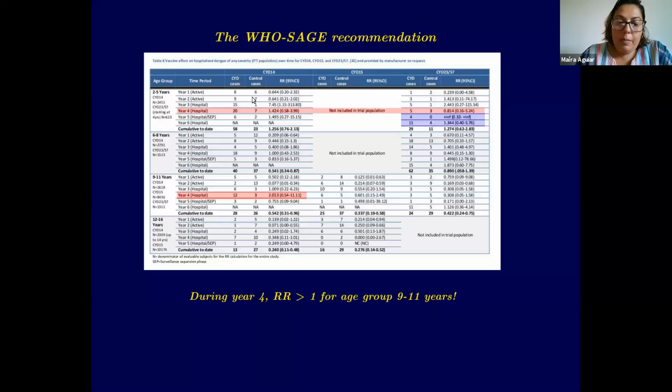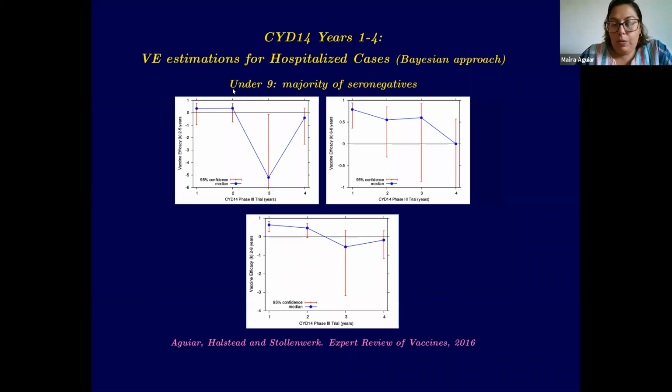So in summary, we found out that all the individuals participating in the trial that were under 9 were mostly seronegative individuals. So they had never experienced any infection. And that's what happens for individuals between 2 to 5, 6 to 8, and then between 2 to 8. So I just combined both to get an average vaccine efficacy over time.